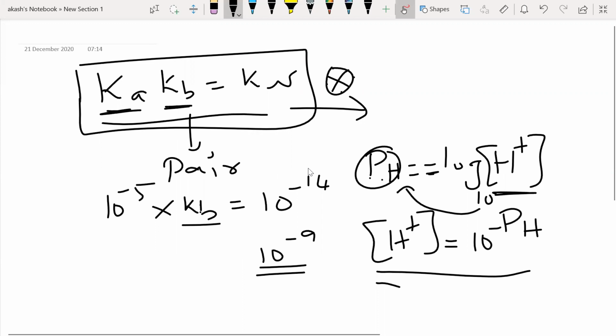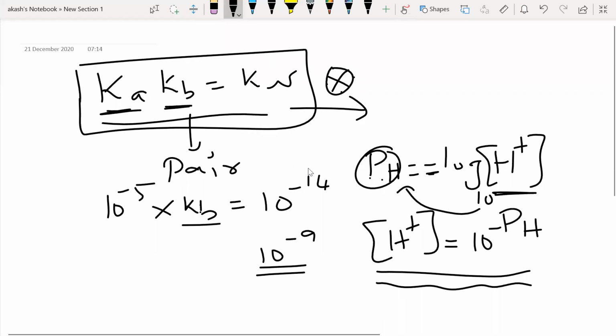So the H plus concentration is 10 to the power minus pH, if the pH value is given to you. This formula you can use easily. So if I say that pH was 5, the H plus concentration would be 10 to the power minus 5, something like that. Now, this is not what I want to tell you. This is just coming from the mathematics.